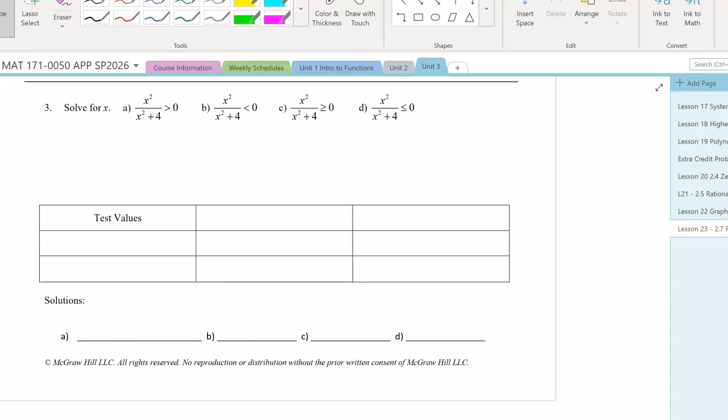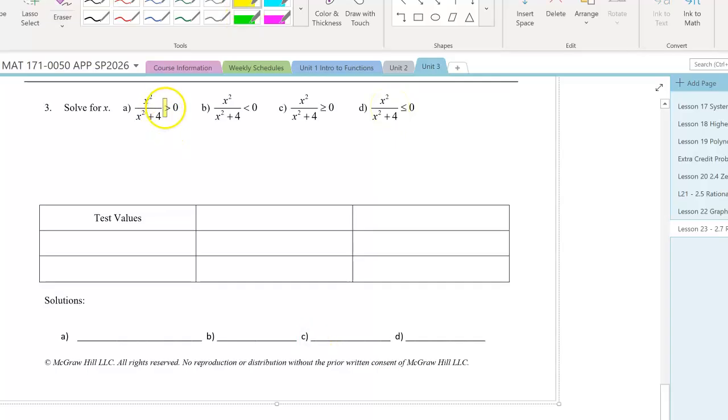Example 3. In example 3, we have 4 inequalities to solve. One thing to note is that what's on the left of the inequality is the same in each one of these, A, B, C, and D. The only thing that changes is the inequality.